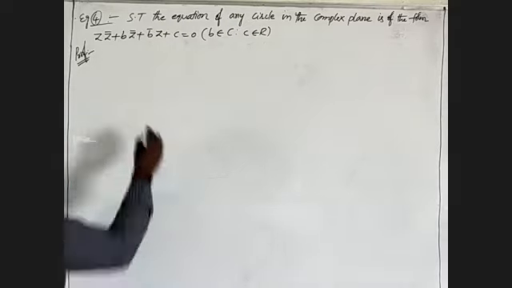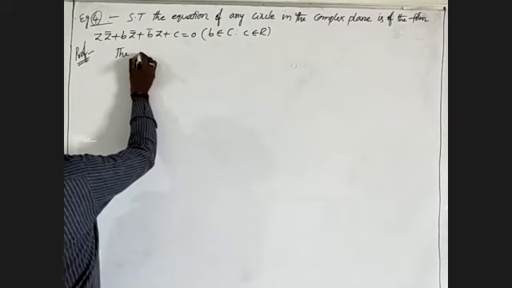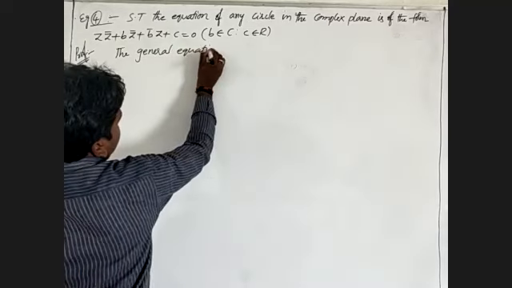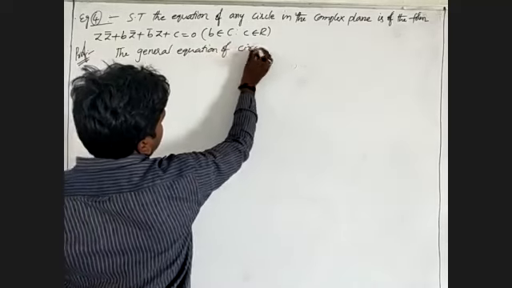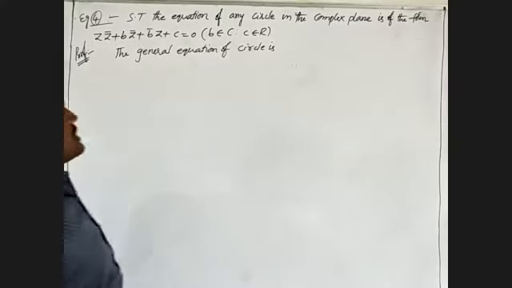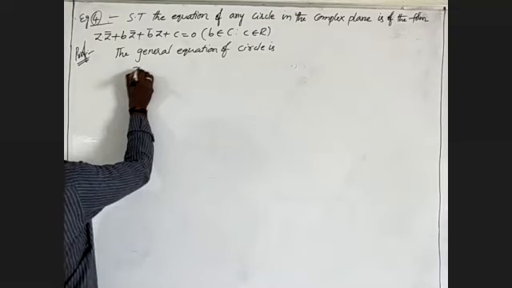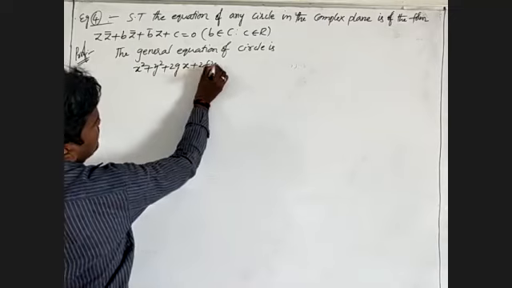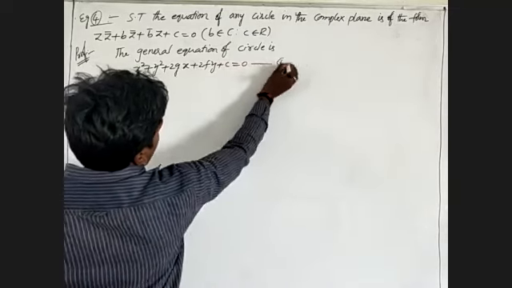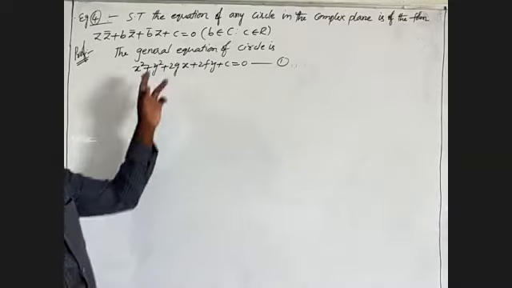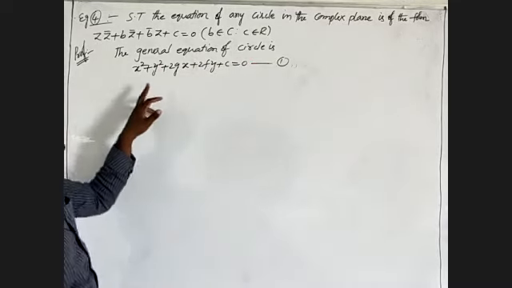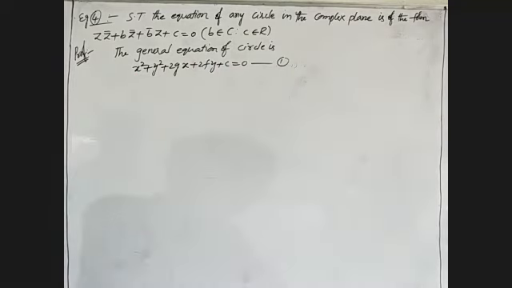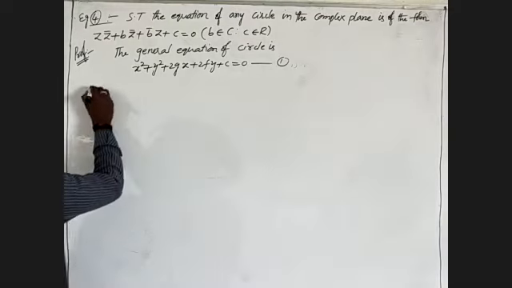First, I will write the general equation of a circle. The formula is x square plus y square plus 2gx plus 2fy plus c equals 0. This is my equation number 1. The general equation of a circle is x square plus y square plus 2gx plus 2fy plus c equals 0.